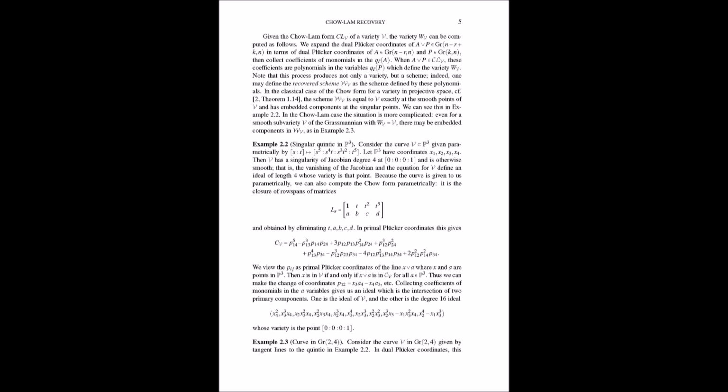So we're basically decoding the information that's in the Chow Lam form to rebuild this recovered variety. But like we said before, there's a catch, right? This recovered variety, it might have points that weren't in the original V, and it might even have a higher dimension. That's right. It's like the recovery process is adding extra stuff. And example 2.2 shows this with a singular quintic curve in projective space. It shows that the recovered scheme, while set-theoretically equivalent to V, is scheme theoretically different.